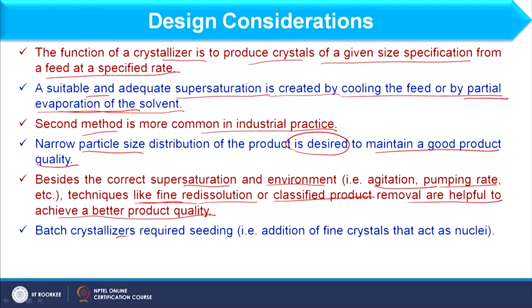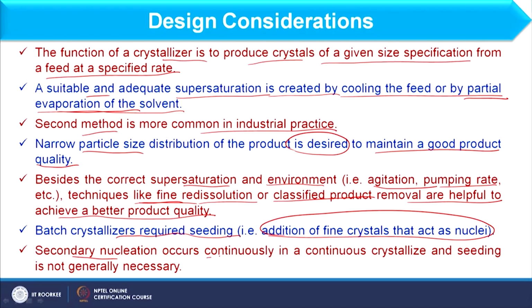And further, batch crystallizers require seeding. It means addition of fine crystals that act as nuclei. Okay. That is the consideration when I am having a batch crystallizer. It means some foreign particles you have to insert which work as nuclei, and further crystal growth can occur over there. Secondary nucleation occurs continuously in a continuous crystallizer, and seeding is not generally required.